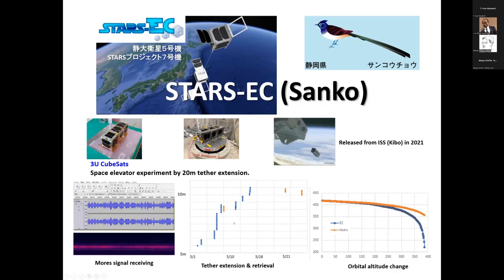Like this is the tether length from the data. And you can see the tether extension. And also this orange line shows that we could retrieve the tether. So in this STARS EC mission, we succeeded to deploy the tether, extend the tether, and retrieve the tether. The tether is a convex tether.